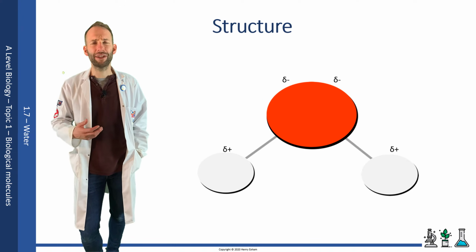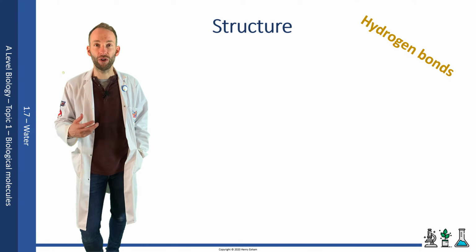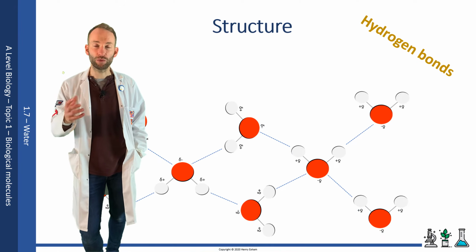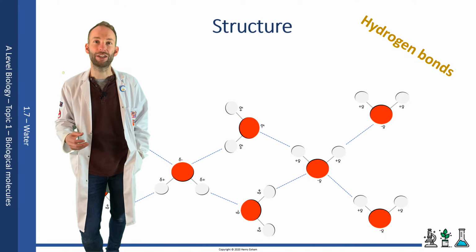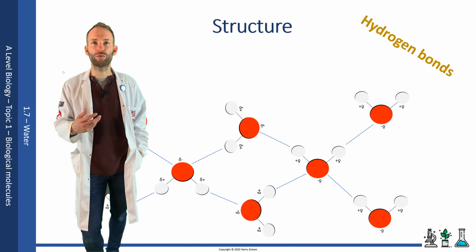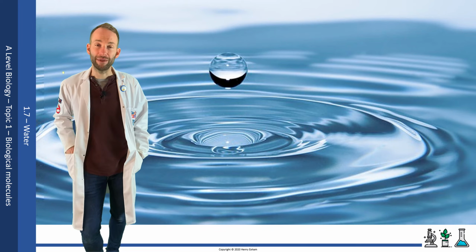Now this may not seem like such a big deal, but it actually means that water molecules can interact with each other, forming these things called hydrogen bonds. These are weak bonds that are broken and reformed all the time as water molecules move around when it's in its liquid form. But the hydrogen bonds give water some incredible properties which life depends on. And we're going to look at 5 of them in this lesson.